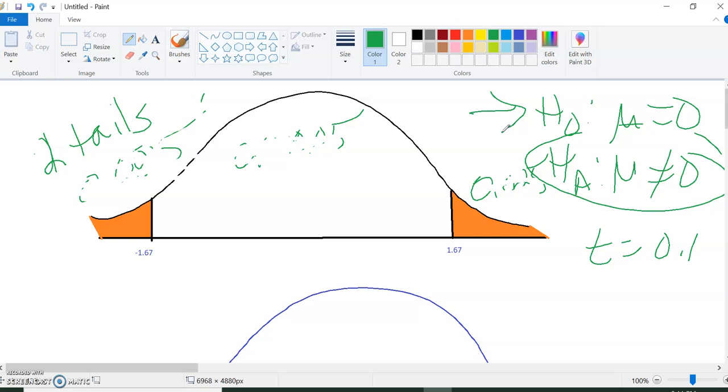So if I fall in the orange rejection areas, I get to reject. The colored areas, the tails, are my rejection area. That means I get to reject. If I'm in the middle, I fail to reject. Reject means I get to prove something. I get to prove whatever my alternative hypothesis was. If I fail to reject, that means I can't prove my alternative, but I also can't prove my null.